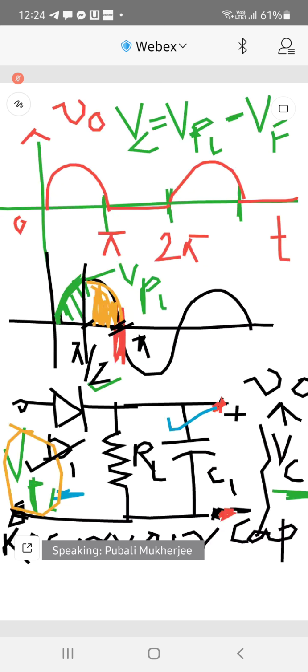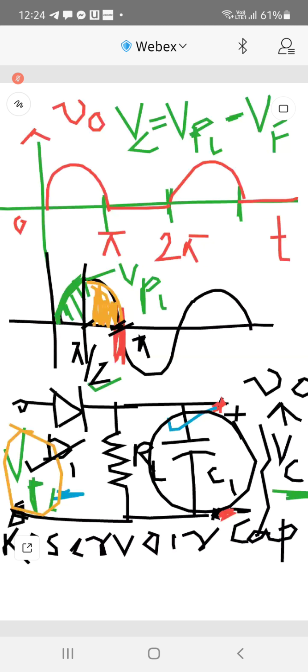Very interestingly, the capacitor is retaining the charge. The capacitor is retaining the charge at VPI minus VF. Clear?